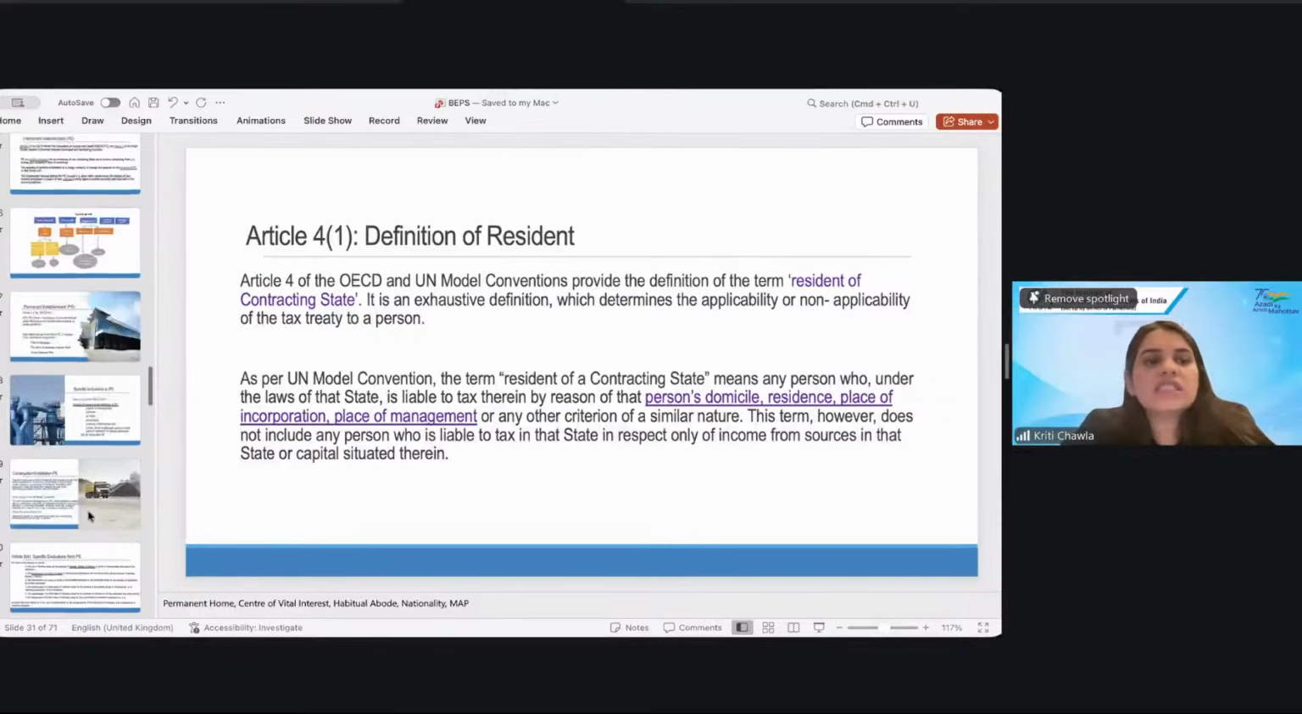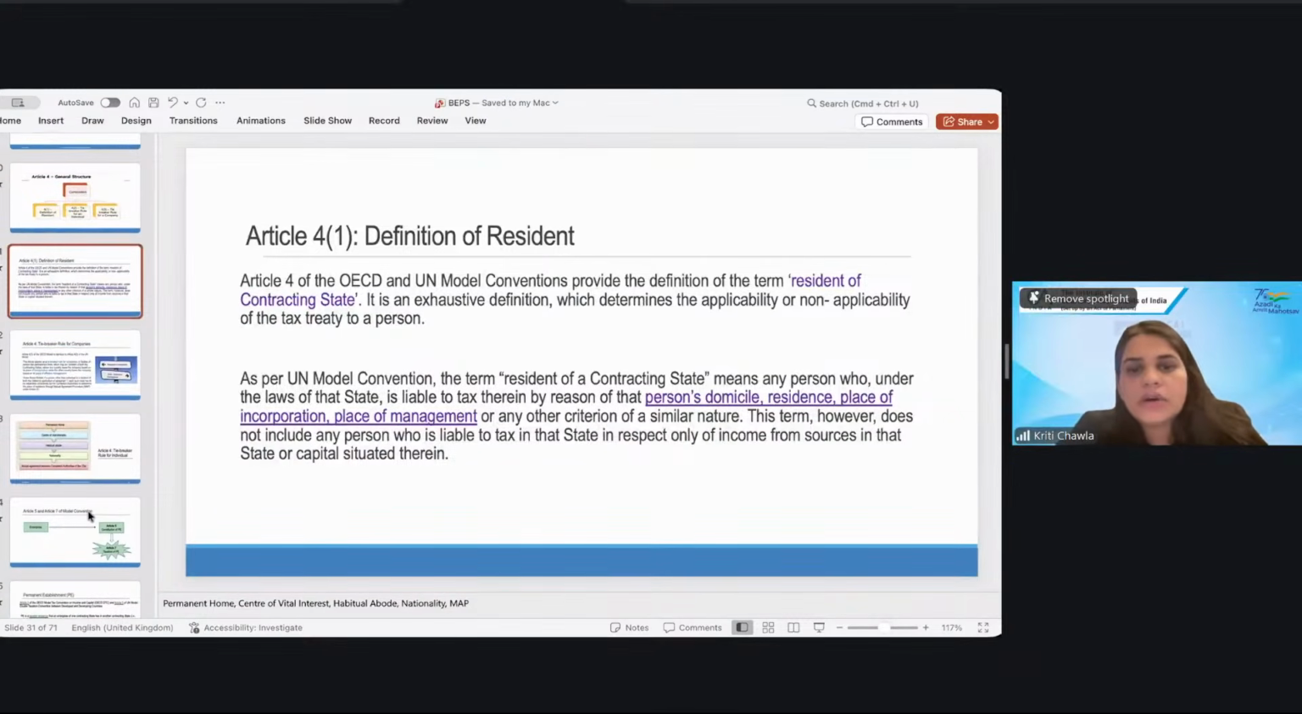Okay. So, as I mentioned, this is going to talk about the definition of resident for the purposes of the tax treaty. Now, if you look at the UN Model Taxation Convention, the term resident of a contracting state means any person who under the laws of that state is liable to tax therein because of the person's domicile, the person's residence, the person's place of incorporation, place of management, etc. So resident of a contracting state basically means that you are liable to tax in that particular state.